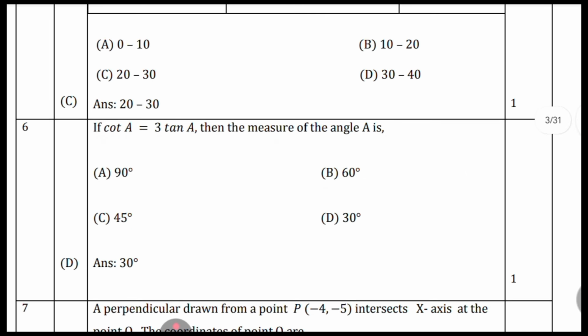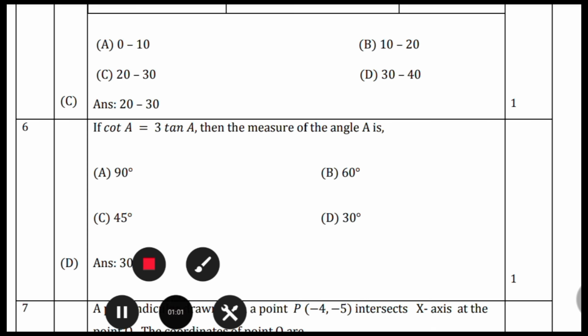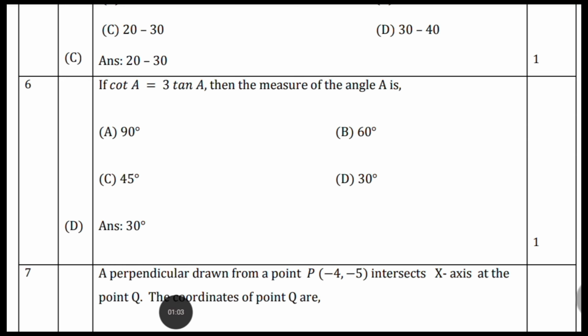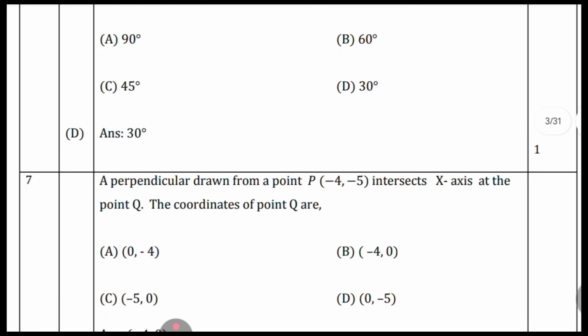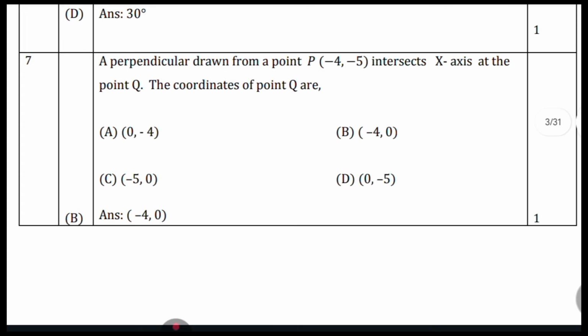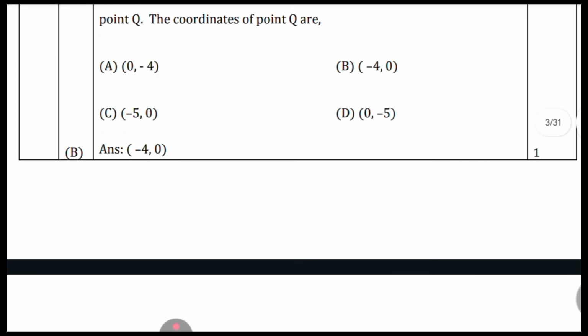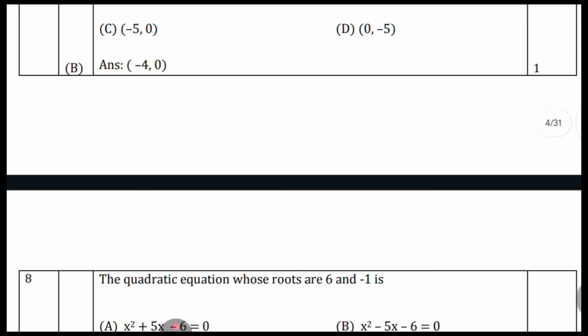Coming to the sixth question, A is equal to 3 tan A, then the measure of the angle A is, the correct answer is 30 degrees, option D. Seventh question, the point P minus 4, minus 5 intersects the X axis at the point Q. The coordinates of point Q are, that is option B, minus 4, 0.